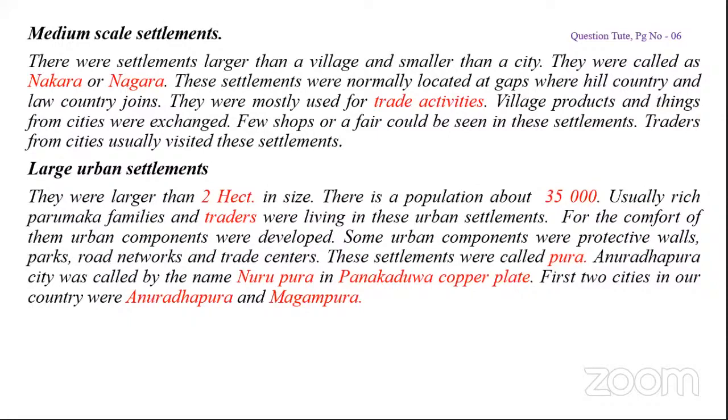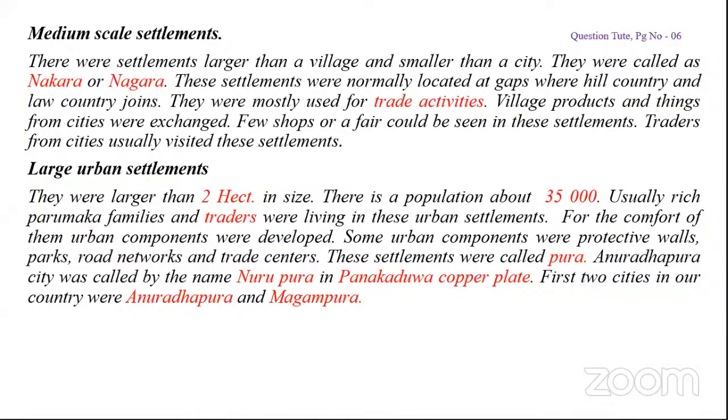The Parumakas, the traders, came to Anuradhapura and exchanged their products. Near the Hambantota port, Magama became a trade center. So they were the large urban settlements. For the comfort of them, urban components were developed in these cities. So what are the urban components? Protective walls, parks, road networks, and trade centers were there.